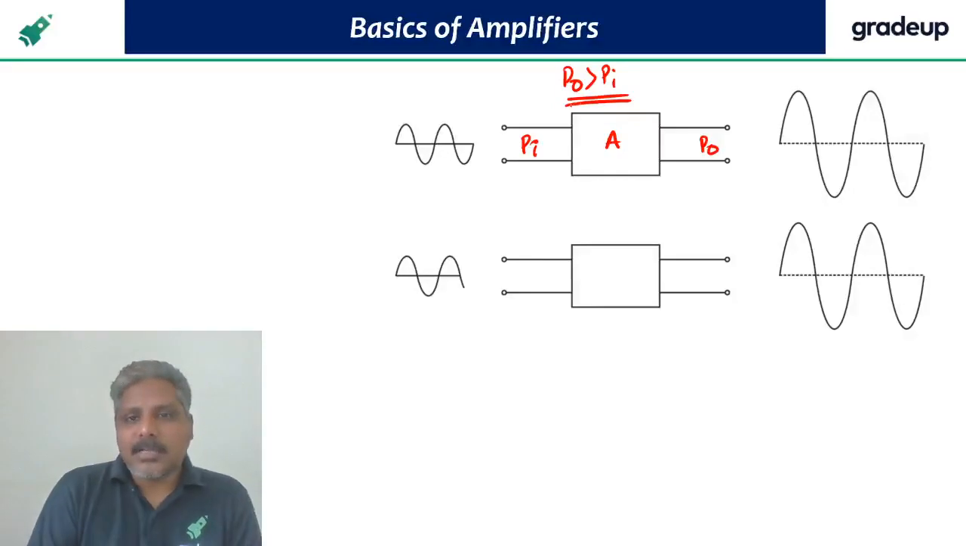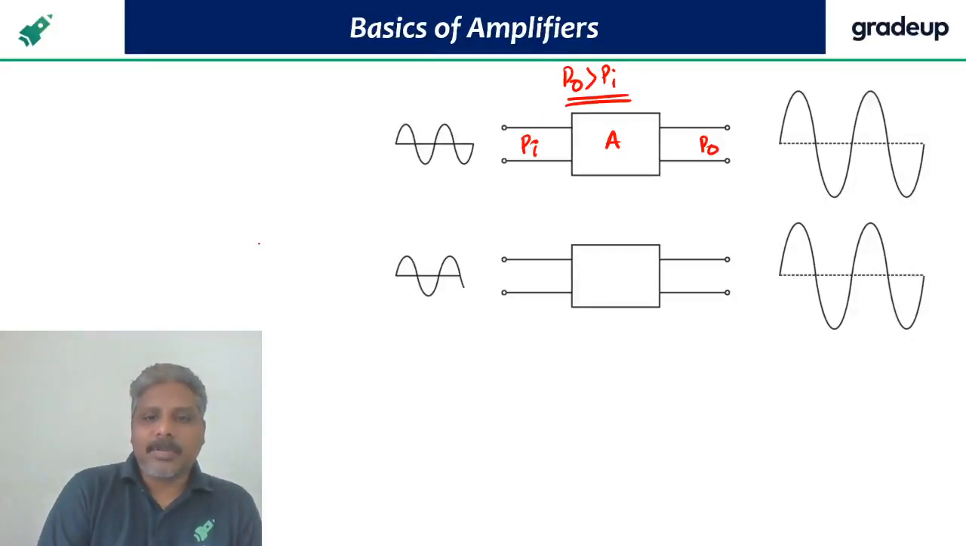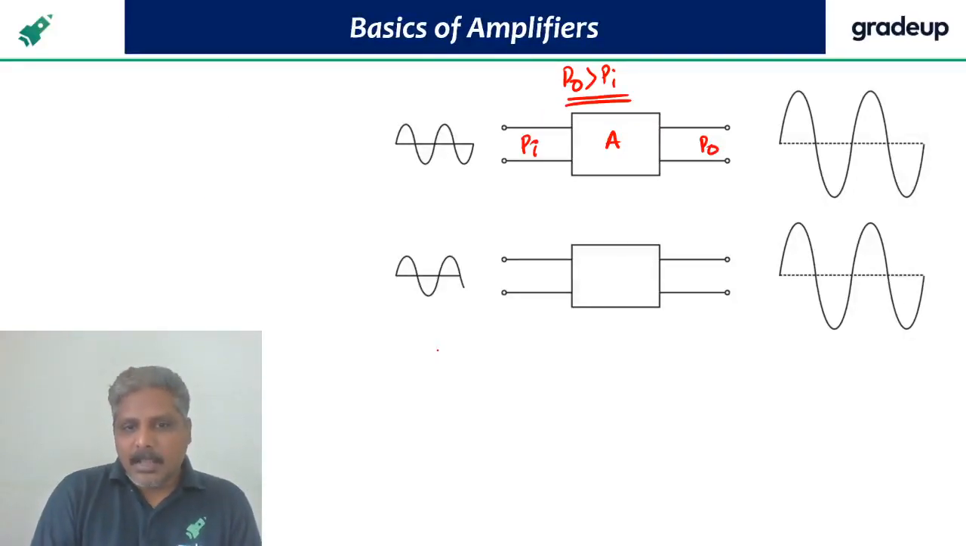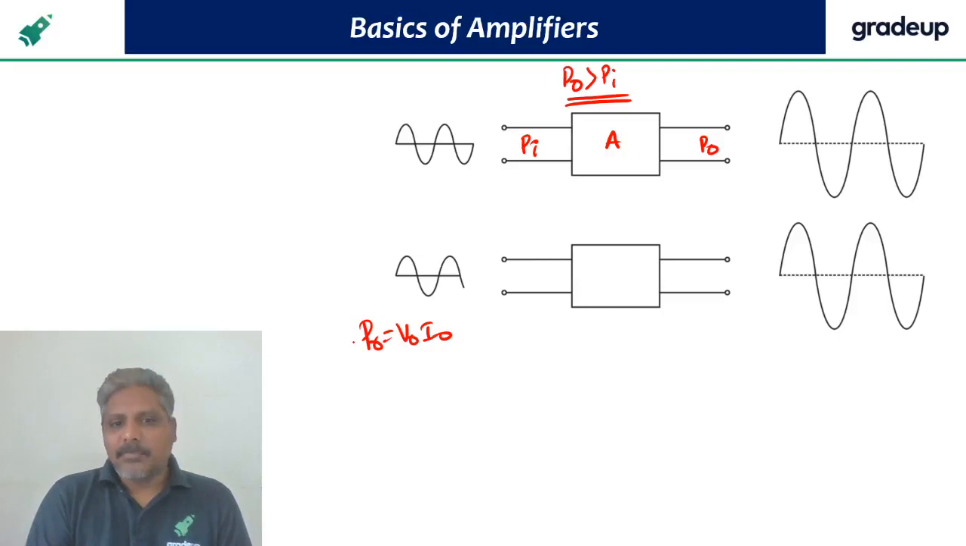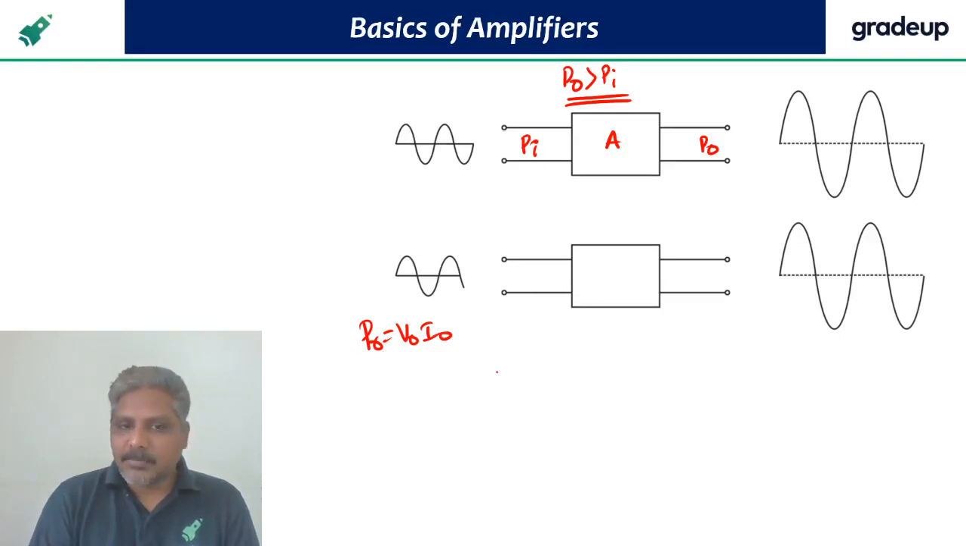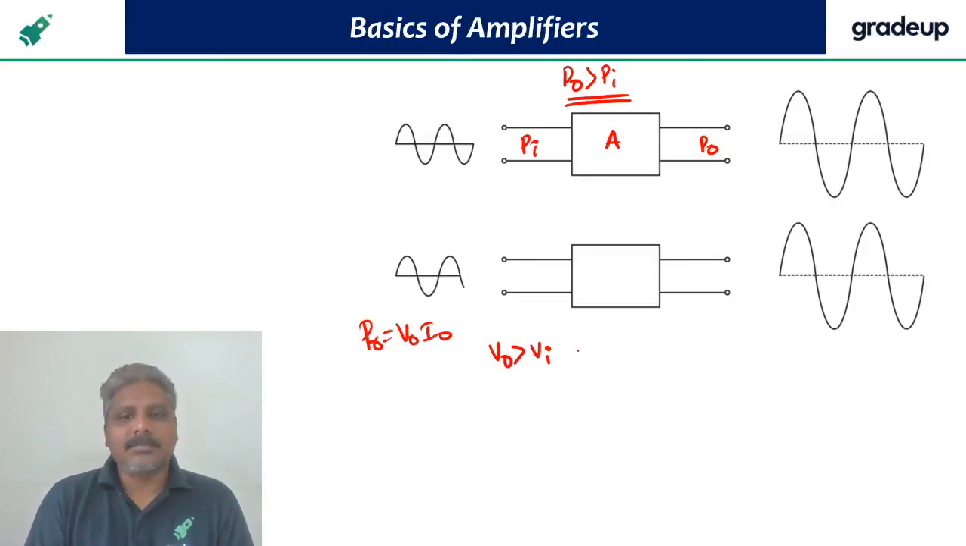Now, how can output power be greater than input power? How many ways? Let's see. After all, power is nothing but output voltage into output current, right? If you want output power higher than input power, there are different ways. Maybe output voltage is higher than input voltage, but output current is almost equal to input current.